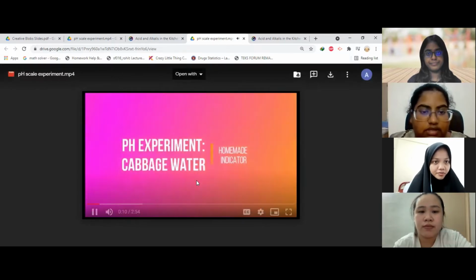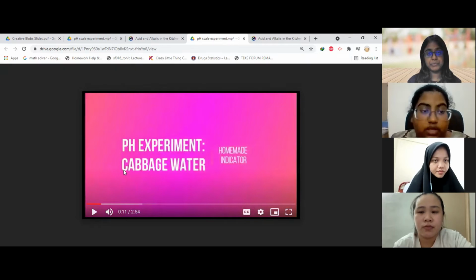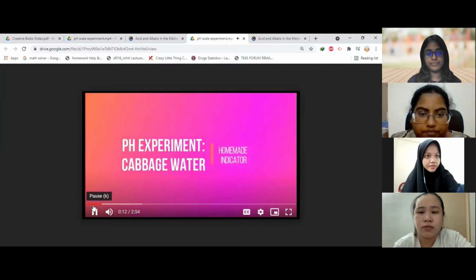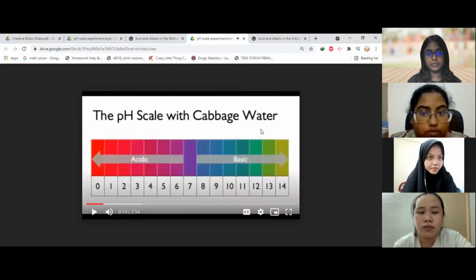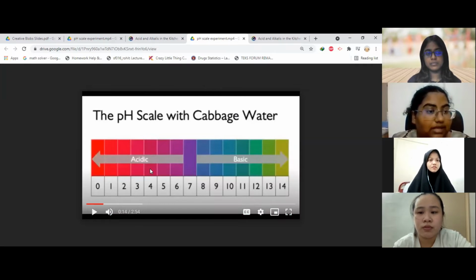Now we're going to look at the experiment. In this experiment, I'm using a homemade indicator, and what we are using is cabbage water, red cabbage specifically. This is the pH scale with cabbage water, with the numbers 0 to 14. The reason I'm showing you this scale is that when you use different indicators, like litmus paper and phenolphthalein, each of them gives a different result because they are different solutions, so they react with mixtures differently.